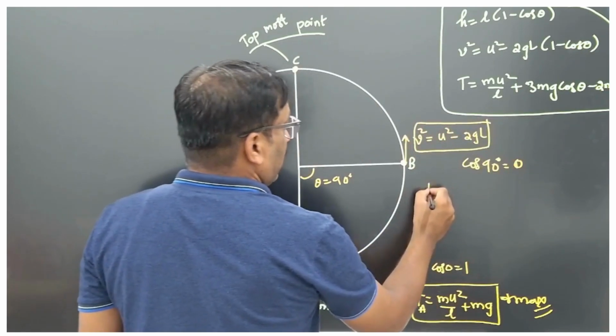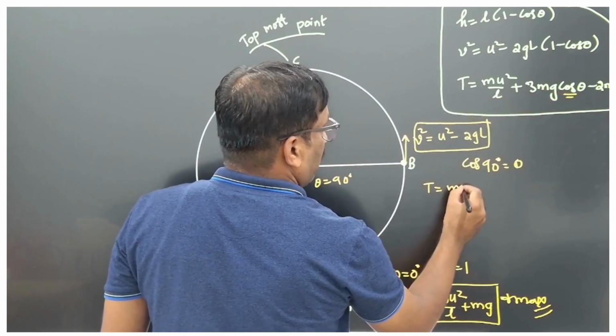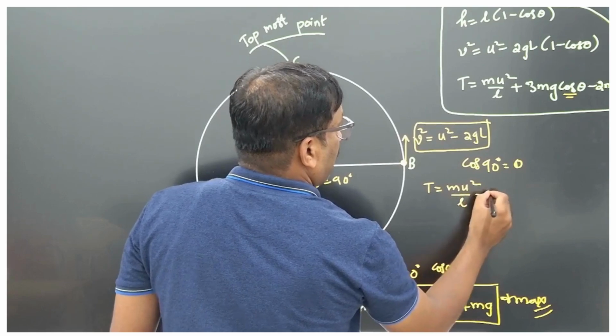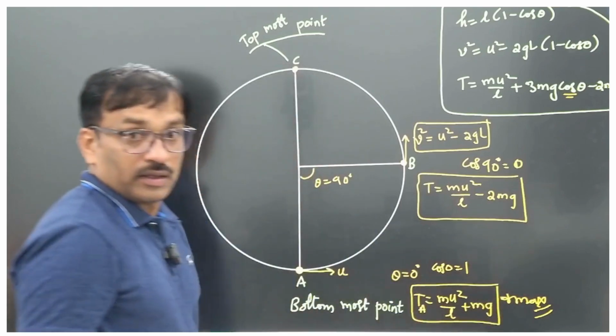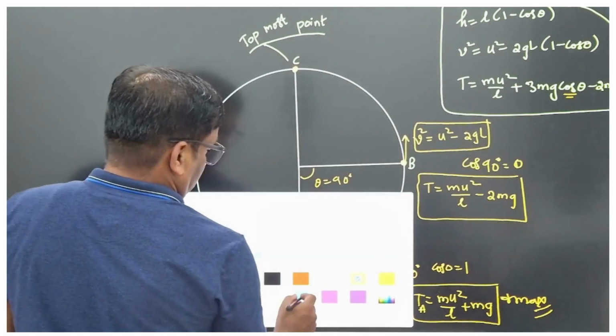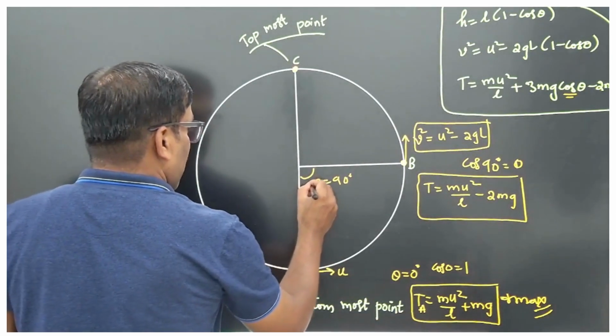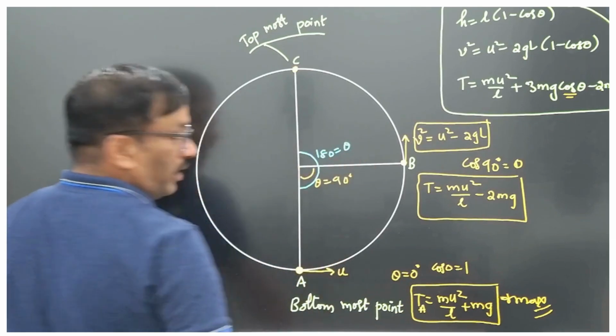What will be the tension here now? So cos 90, this term is 0. So it is mu square by L minus 2mg. Clear? So at the topmost point, what is the angle here now? This angle is about 180 degrees. Theta is equal to 180 degrees.